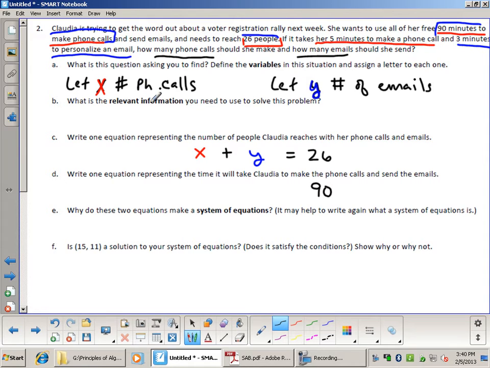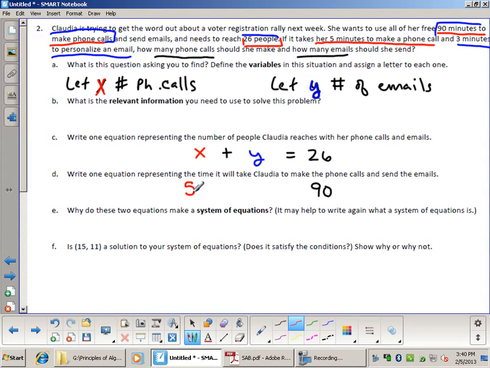Well, it says right here it takes me 5 minutes to make a phone call. So if I made one phone call, it'd be 5 minutes. I get that by 5 times 1. If I make 2 phone calls, it's 10 minutes. I get that by 5 times 2. So if I make X phone calls, I'm going to be looking at 5 times X.